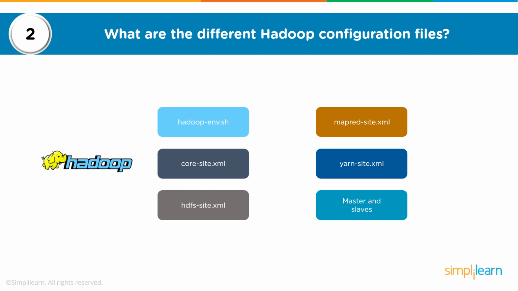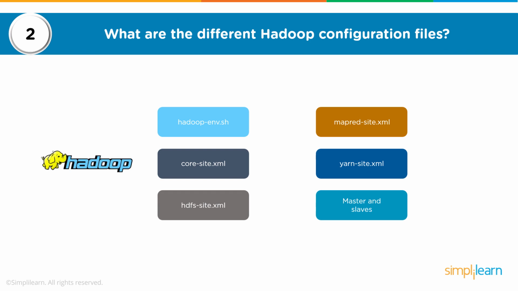You also have masters and slaves. Now these might be deprecated in a vendor specific distribution, and in fact you would have a YARN-site file which is based on the YARN processing framework which was introduced in Hadoop version 2, and this would have all your resource allocation and ResourceManager and NodeManager related properties.